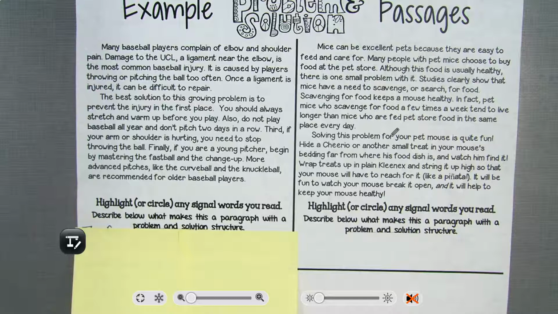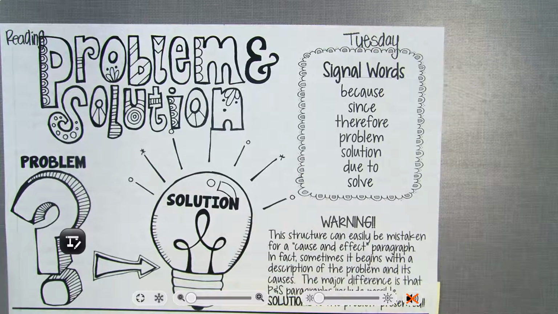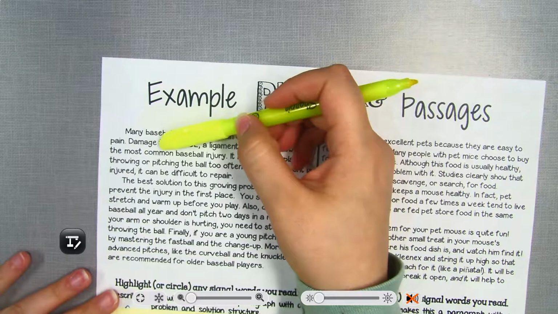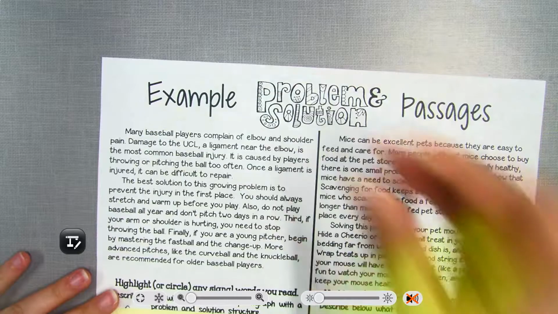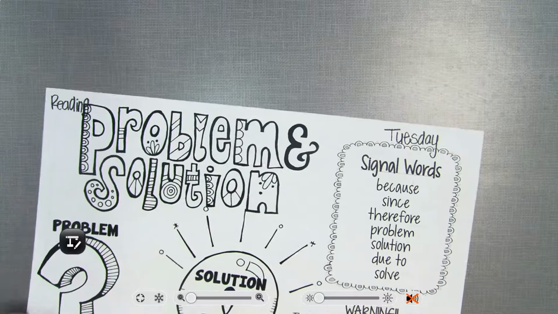So let's look, either grab a highlighter if you have one or a pencil, and let's see if we can find some signal words. So remember, our signal words are because, since, therefore, problem, solution, due to, solve. Okay, so I'm going to grab a highlighter, and I'm going to go back through this and see if we can find any. Cause, let's see, is most commonly injured. I think caused. Nope, cause is not one.